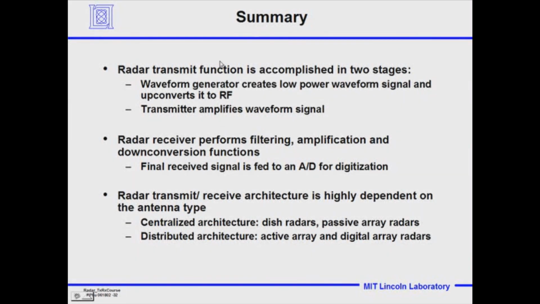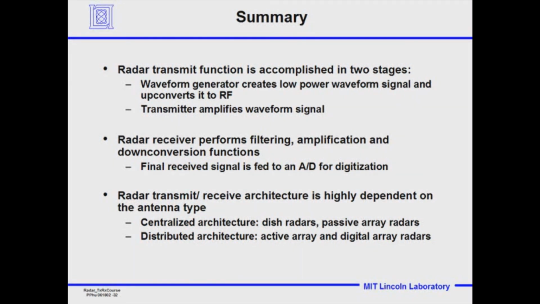Now I'd just like to summarize. The radar transmit function, I noted, is accomplished in two stages. First, we generate the waveforms at low power, then upconvert to the RF, to the microwave frequencies, and then we amplify in the transmitter to generate the signal that we transmit. The receiver is where we receive the signal, filter, amplify, and down convert. And these received signals are then digitized to get ready for the signal processor and the detection lectures we've already gone through.